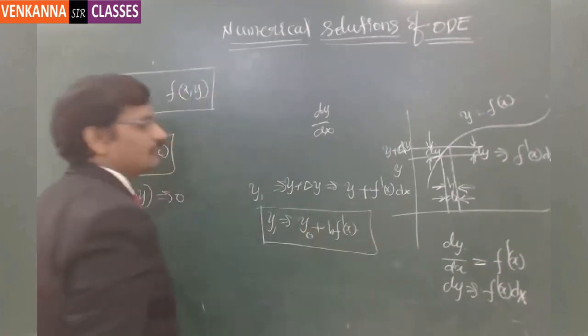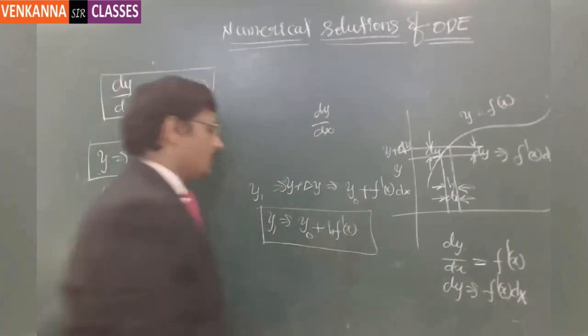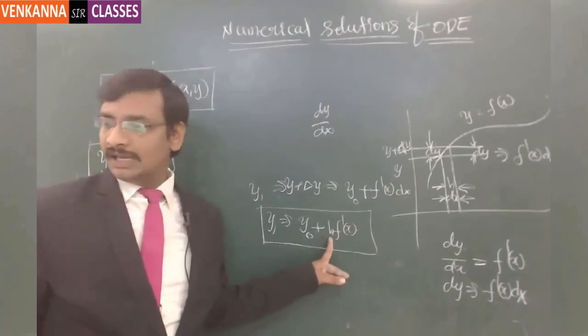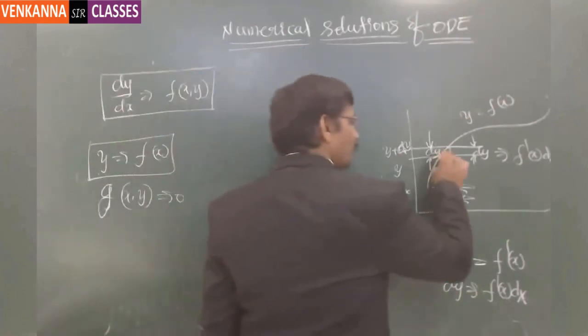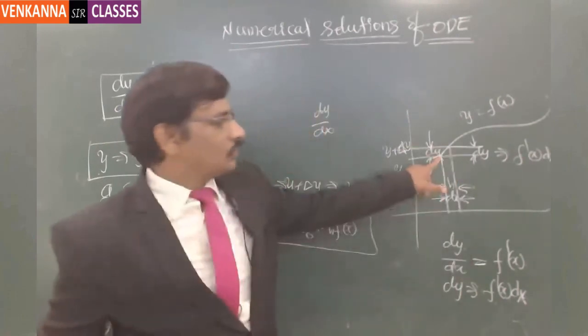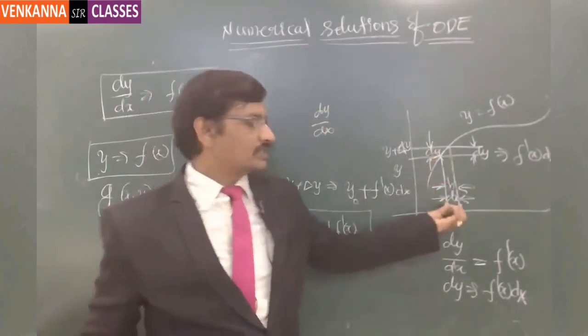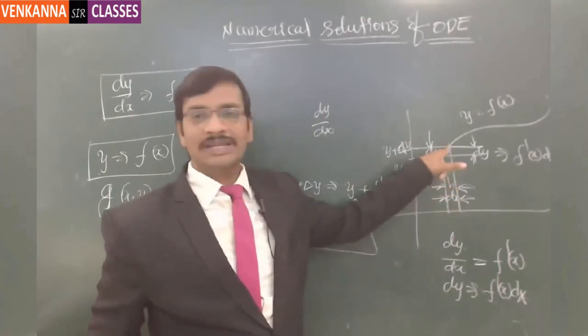This is the initial value y0. So from y0 plus h into f dash of x will give the y1 value. If you know the slope at this location and if you know the strip width, you will be able to find out the next y value.